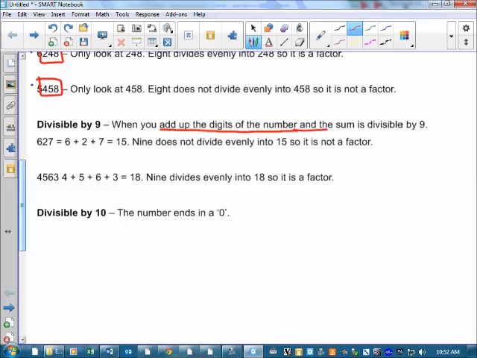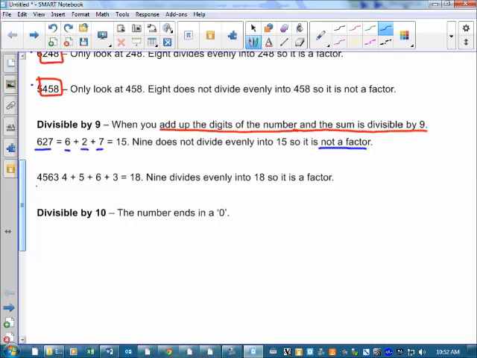And that sum, you look to see if that sum is divisible by 9. And if it is, the 9 is a factor. So once again, for the number 627, we're going to add 6 and 2 and 7. That gives you 15. Does 9 go into 15? Well, we try our skip counting, right? 9, 18. Oh, we already passed it, right? So it didn't land on 15, so it is not a factor.